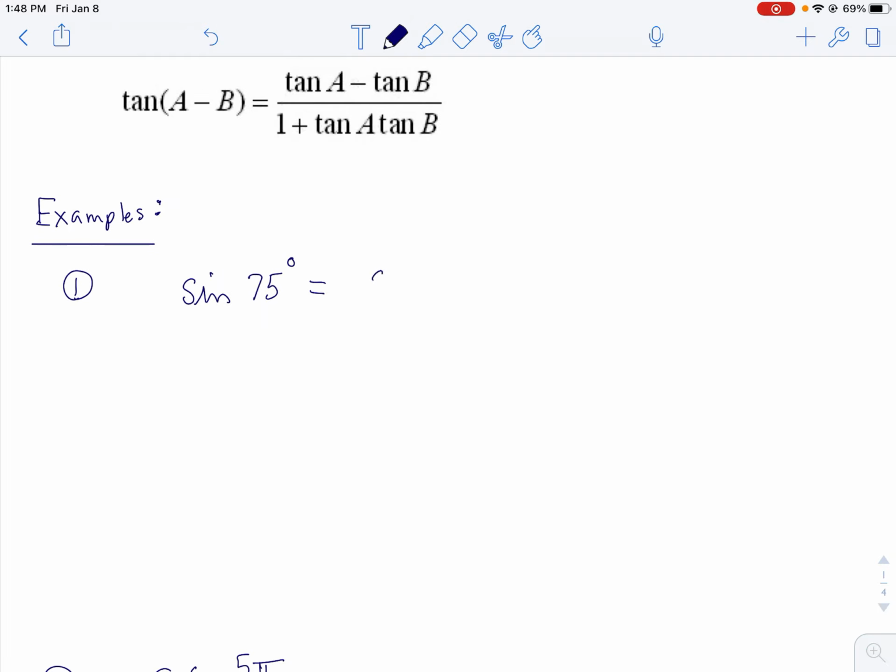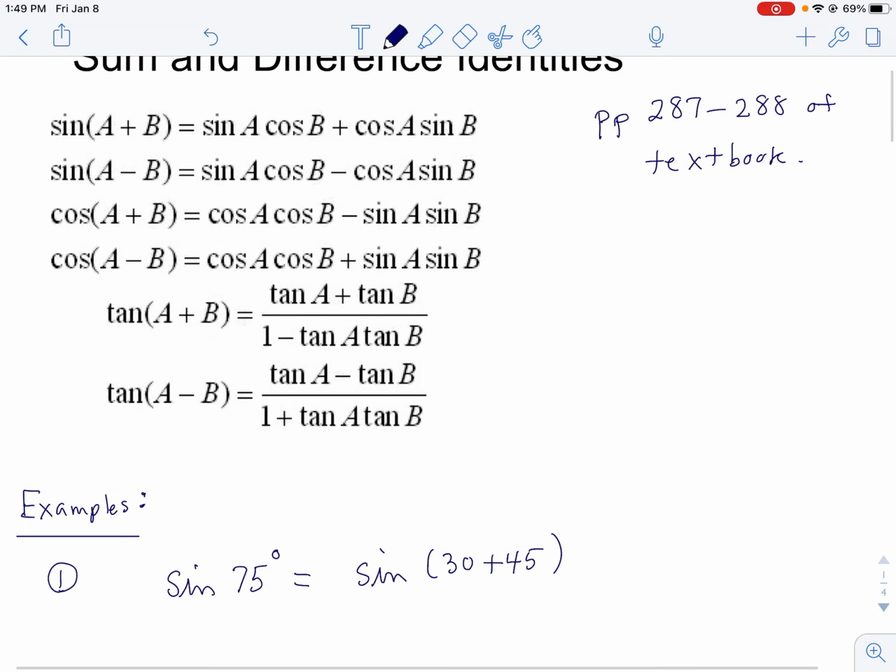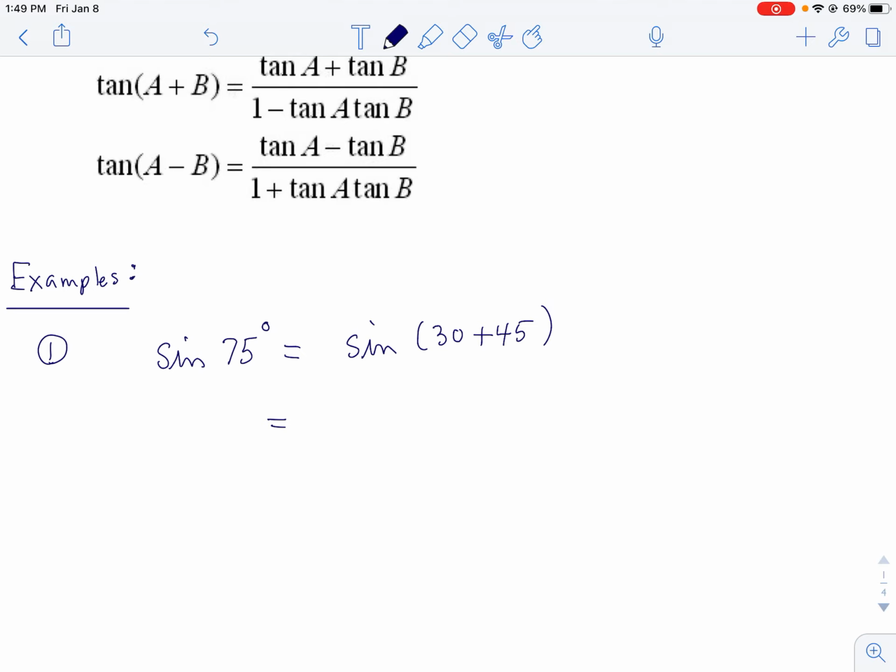Well, I'd have to break up 75 degrees, and this has to be rigged, and if you think about it, 75 degrees is just 30 plus 45. Right, so I really have the sine of an angle plus another angle. And if I use that sine A cosine B plus cosine A sine B, I could break it up. So sine of 30 plus 45 is sine 30 cosine 45 plus cosine 30 sine 45. So it's a lot.